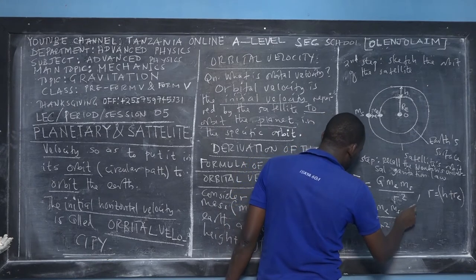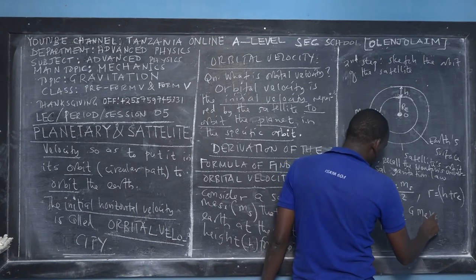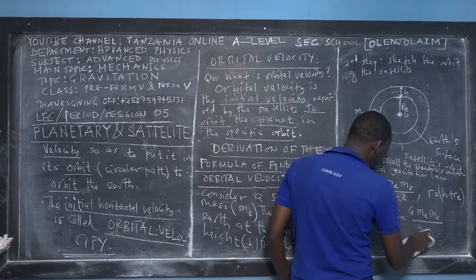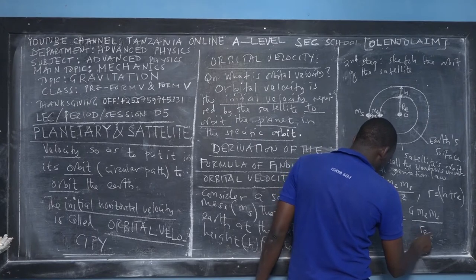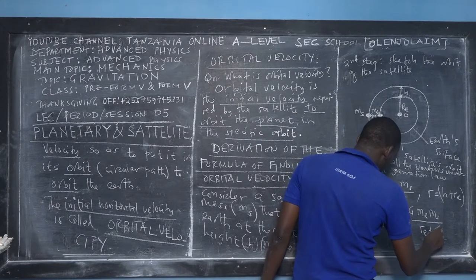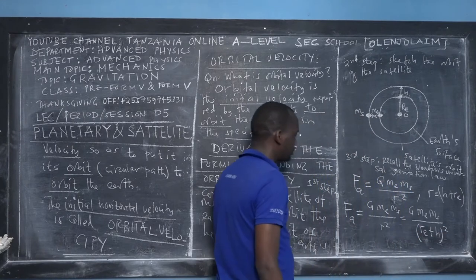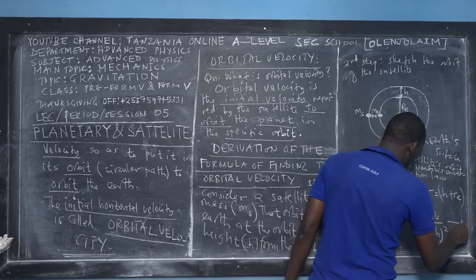And this is equal to G times the mass of the Earth times the mass of the satellite, over the radius of the Earth, RE, plus the height, all squared. So this is the first equation.